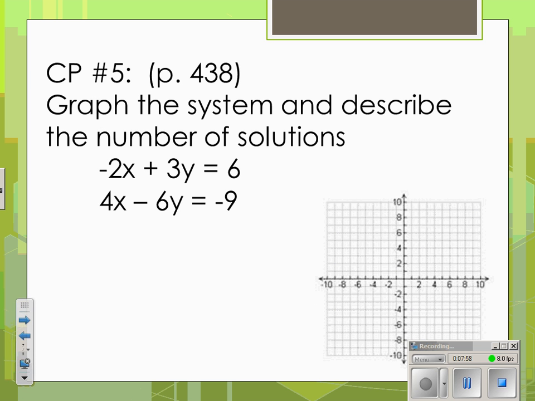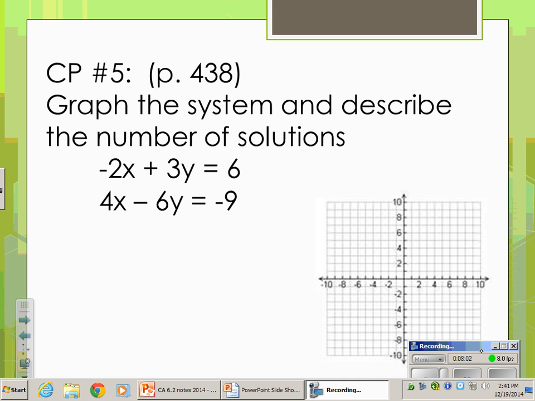So if we were to take a look at this problem, I'm going to try to get my recording thing off my grid. Hang on. If we were to look at this problem, I'm going to rewrite each of these so that they are in y equals mx plus b form, and I can graph them.